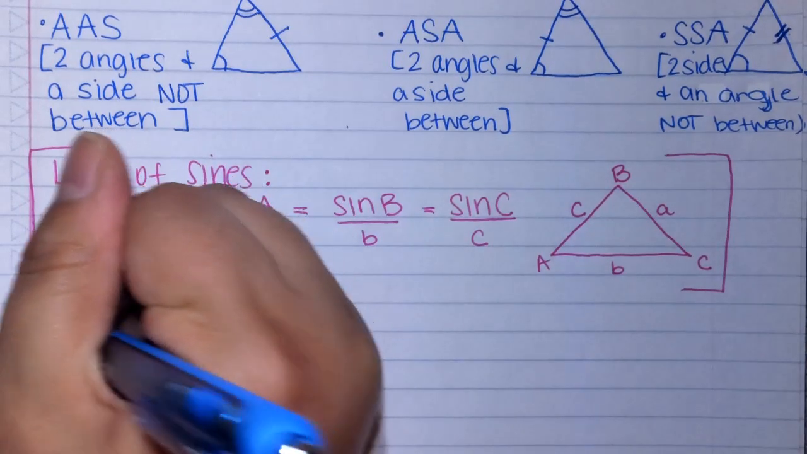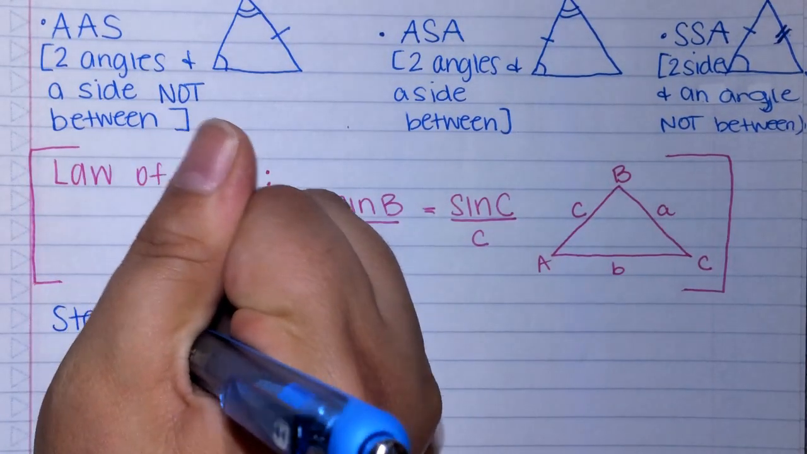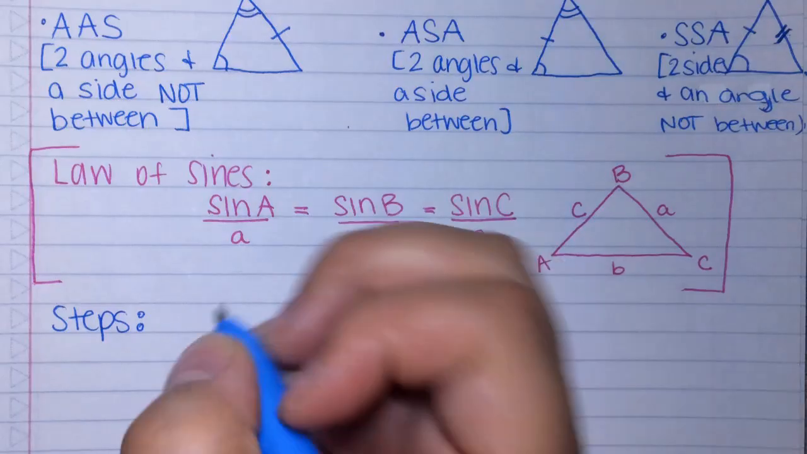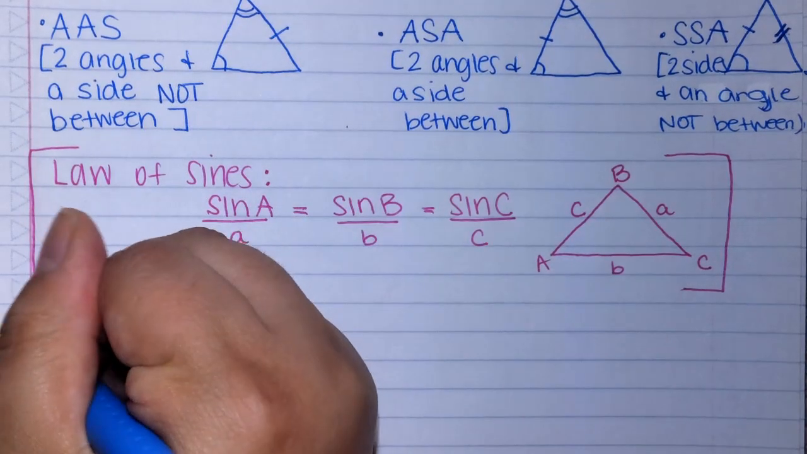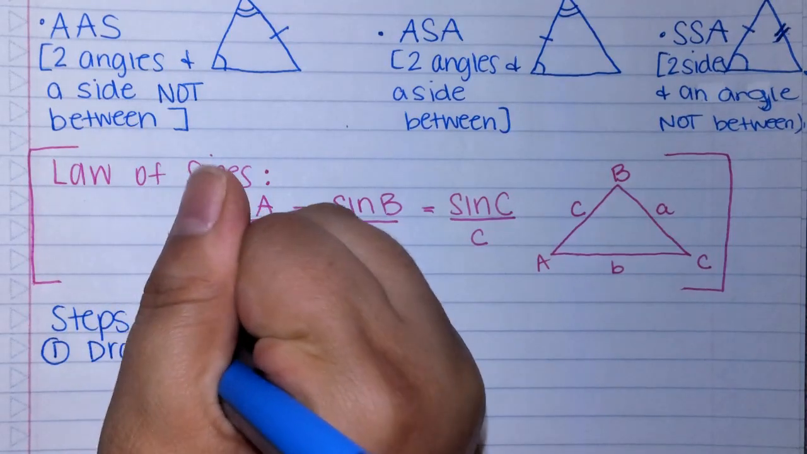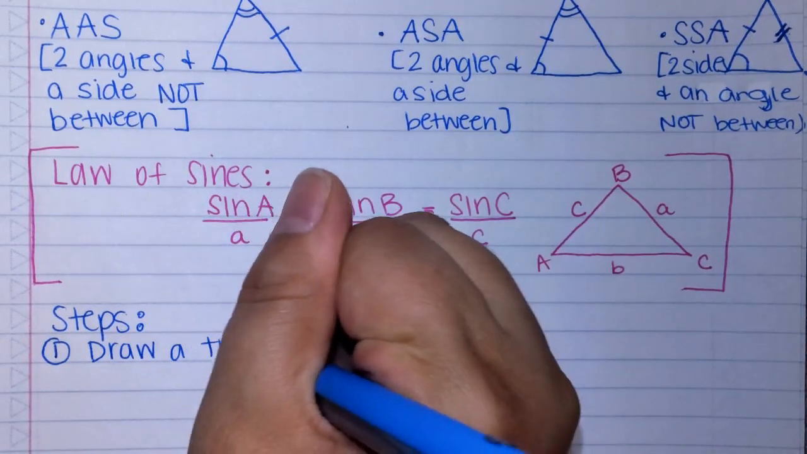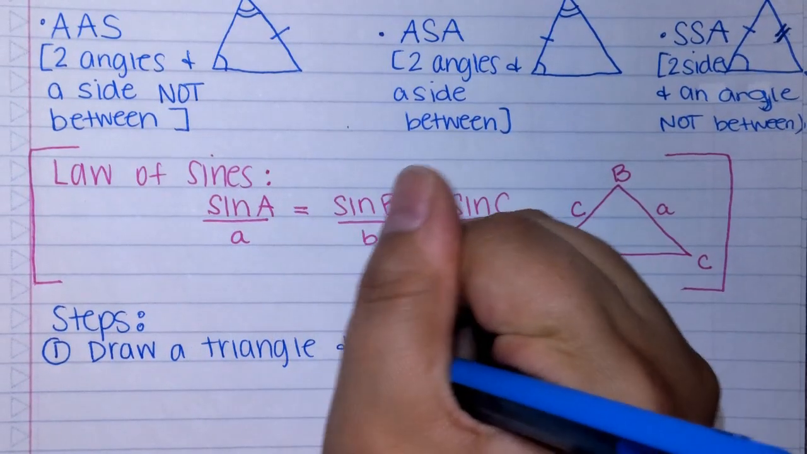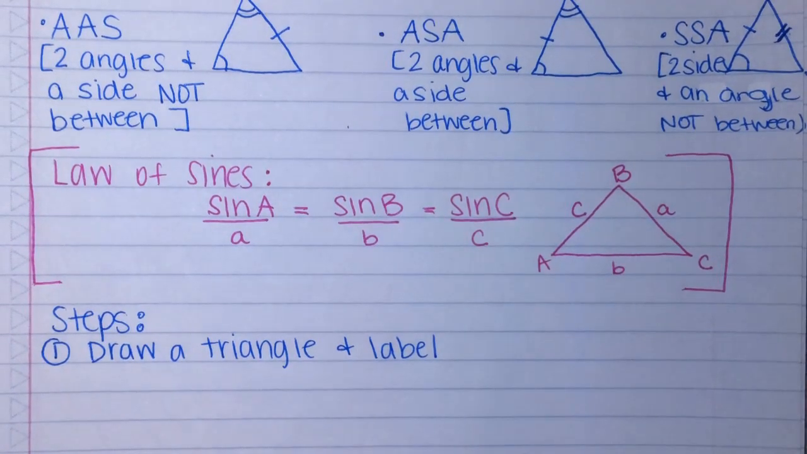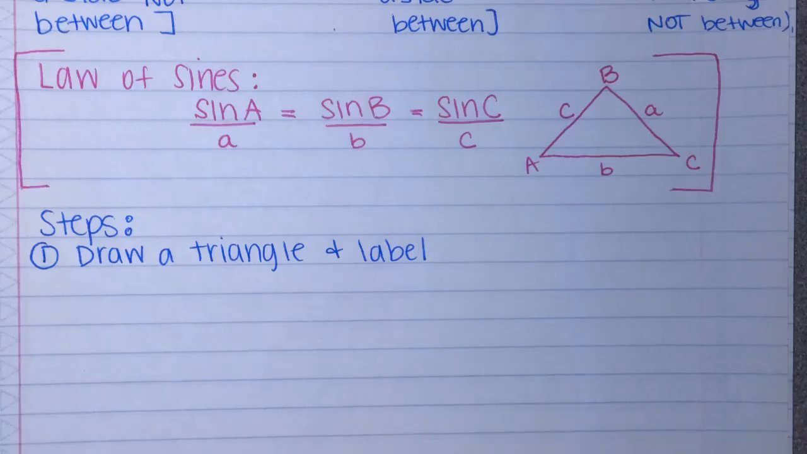Alright, so I normally don't give you step-by-step instructions, but this time I am. So here are the steps I need you to take every time. I might not give you these steps on the instructions, but I expect you to do them every time. So even if I don't tell you, step 1, I expect you to draw a triangle and label it. Even if it does not say in the problem, I will give you points for this.